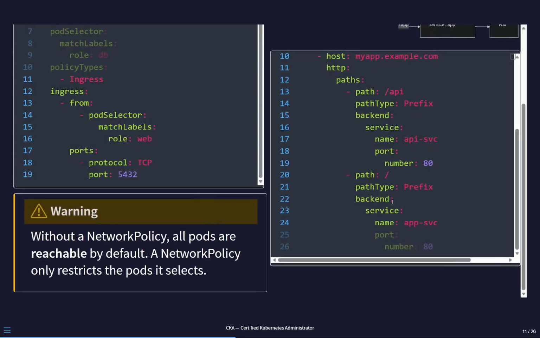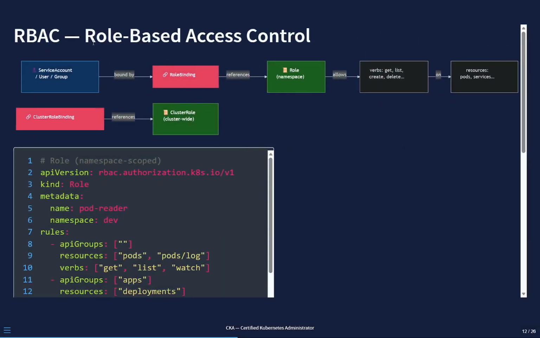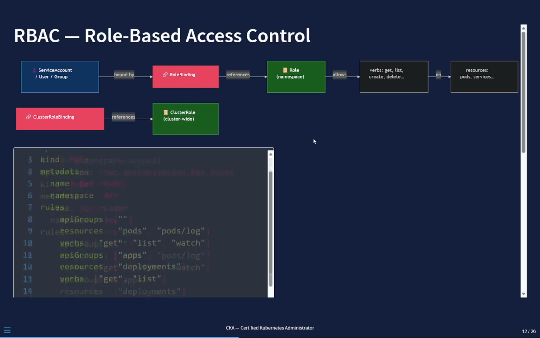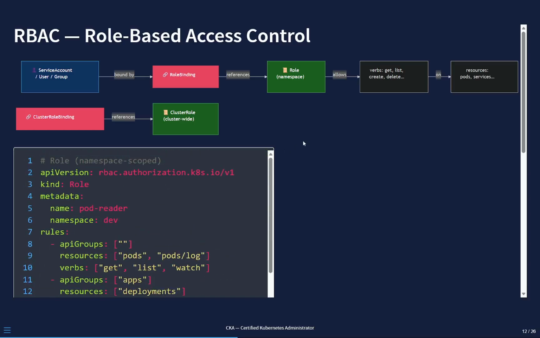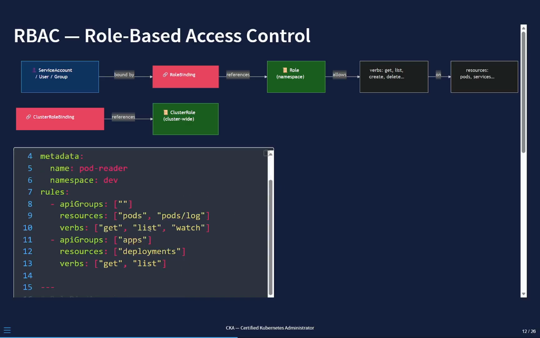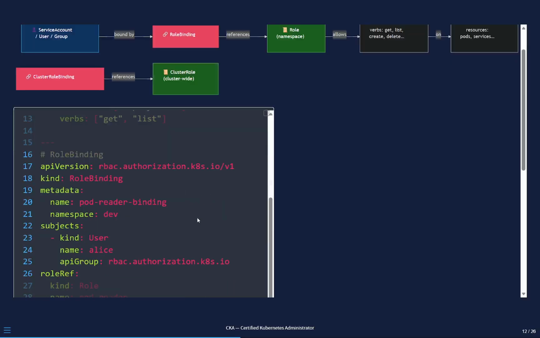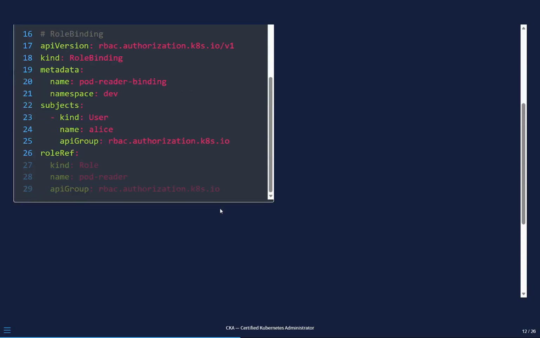Next, security. Access in Kubernetes is controlled through role-based access control, RBAC. The model has 4 objects: Roles, ClusterRoles, RoleBindings, and ClusterRoleBindings. Look at the diagram. A subject, which can be a user, a group, or a service account, is connected to a role via a role binding. The role defines what API operations are allowed, called verbs, like get, list, create, delete, and on which resources, like pods, services, deployments. The key distinction: a Role is namespaced. It only applies within a single namespace.